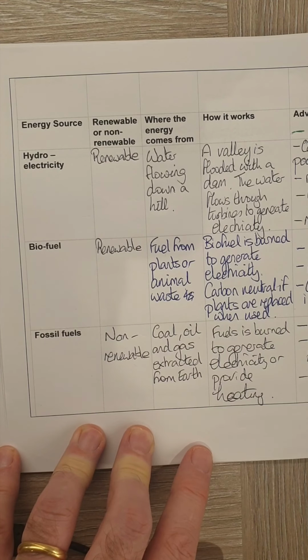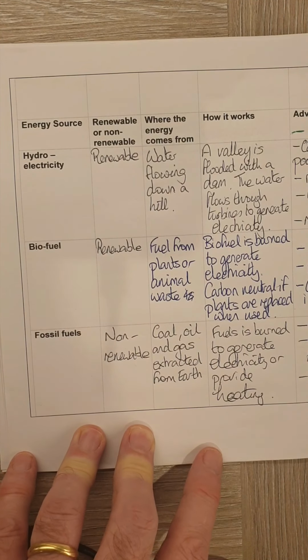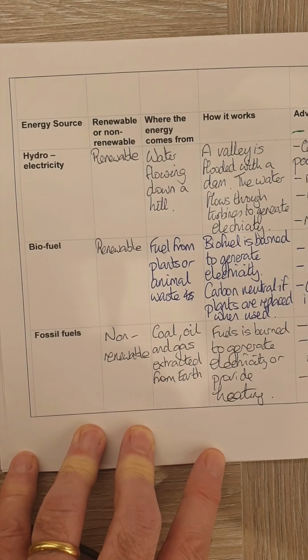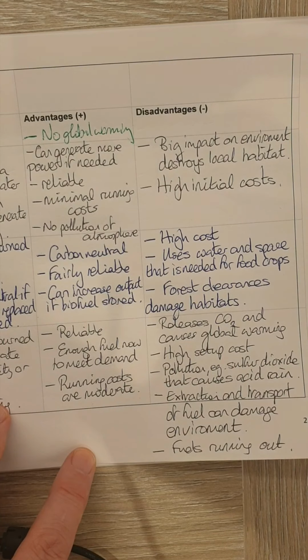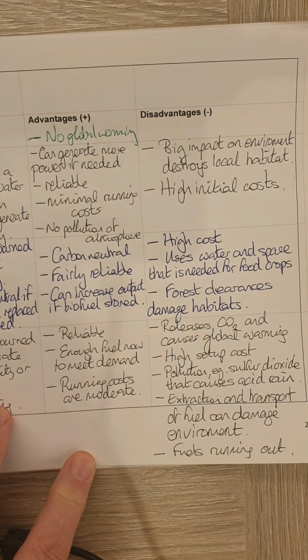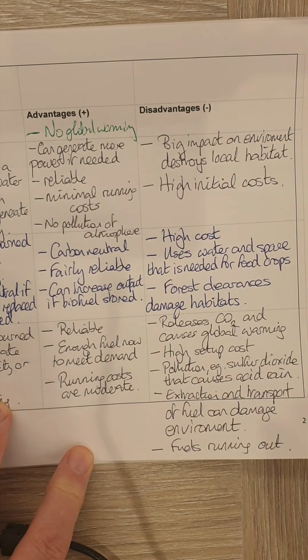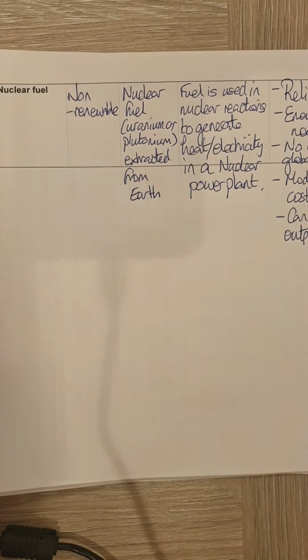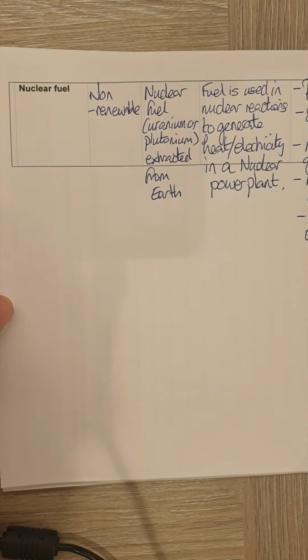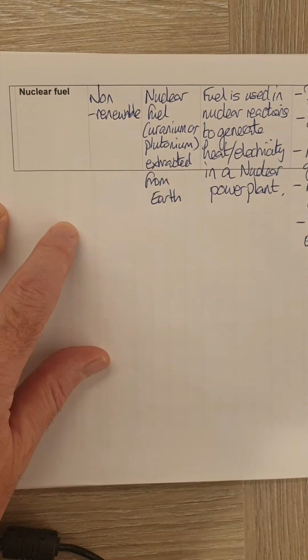So once again, pause the video, make sure that you've had a chance to check what you've written and to add anything that's missing from your table. So here are the first 3 columns, and then the last 2 columns.